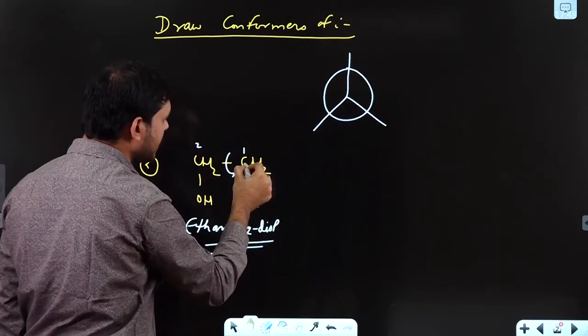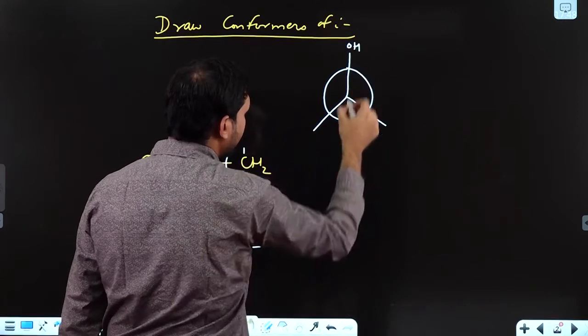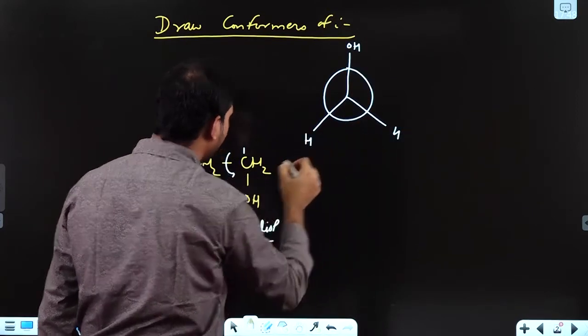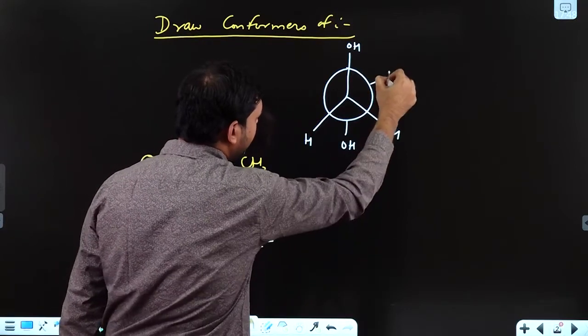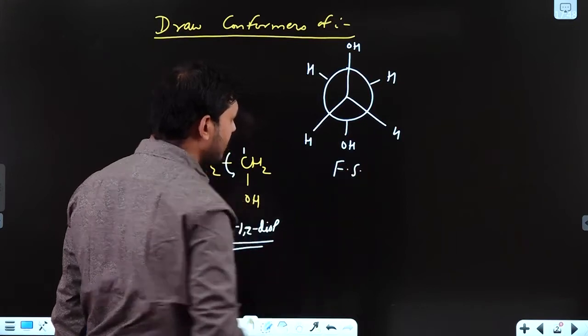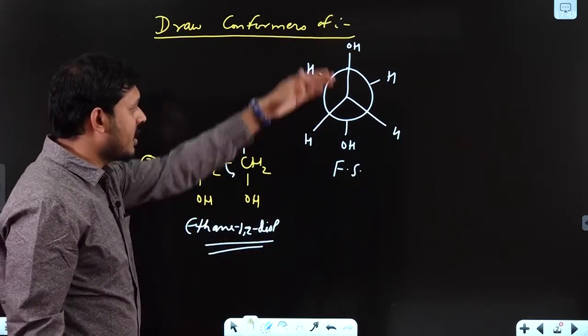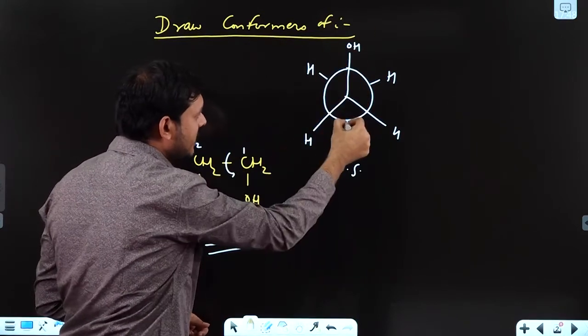Suppose I am telling from this carbon, the front carbon, 2 hydrogen and 1 OH. Okay, 1 OH is here, H, H. From the back side, 2 H and 1 OH. I can draw OH, H, H. This is your fully staggered form. As we see, one OH is from the front side upward and the other from the back side downward.